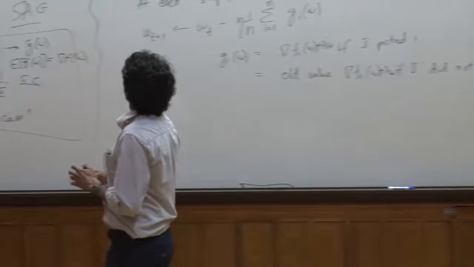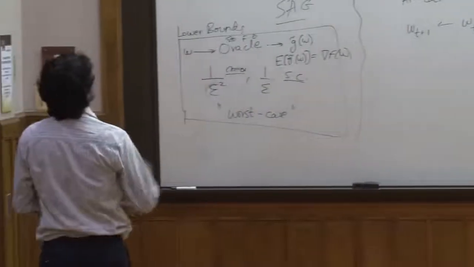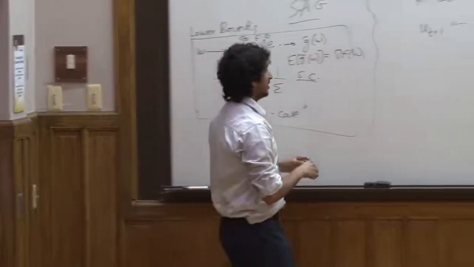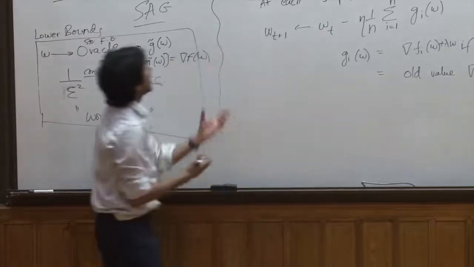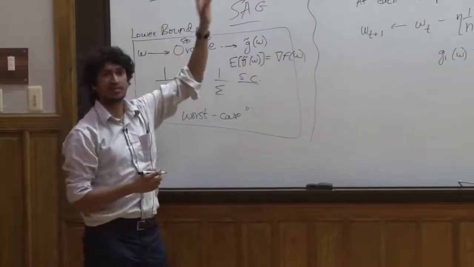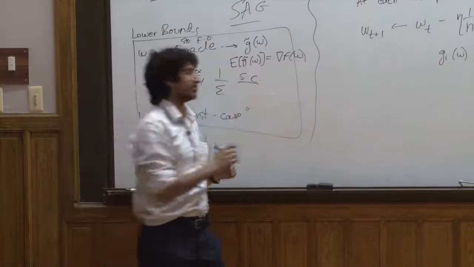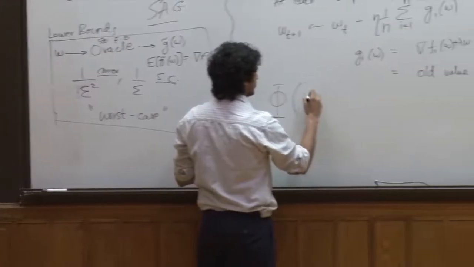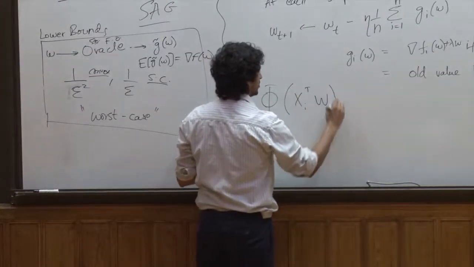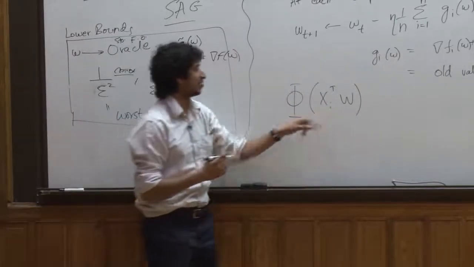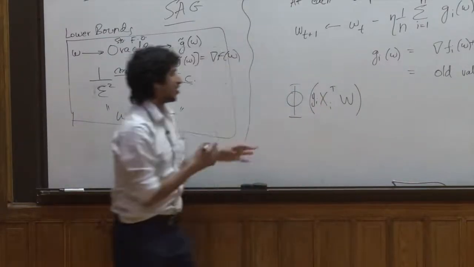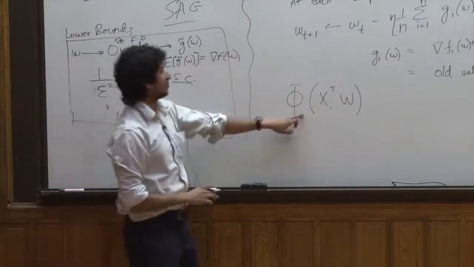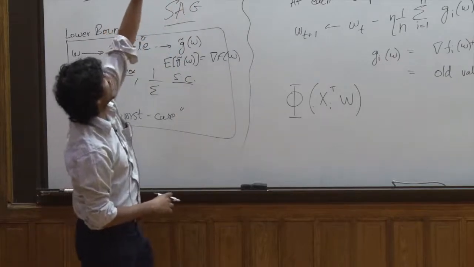So let's actually look at any one of those data points. Suppose I have least squares, logistic regression, any of these, almost any machine learning algorithm. I'm just going to represent it as some phi of xi transpose w. All of these loss functions are maybe yi times xi transpose w, something like that. All of them can be written as some function of xi transpose w. That's what the fi is.